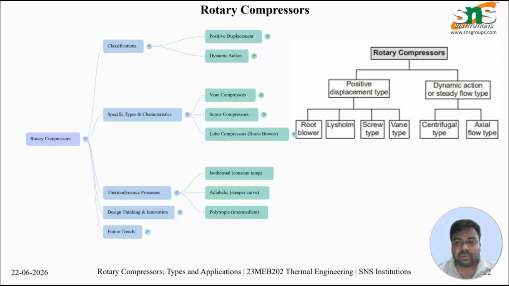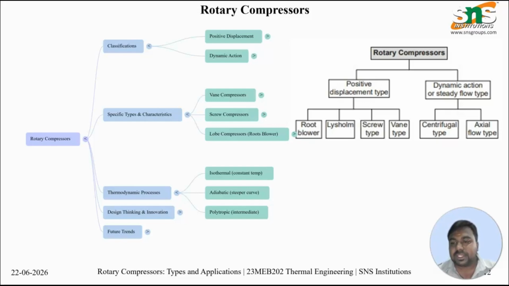I am going to discuss the classification of rotary compressors. There are two types of rotary compressor: one is the positive displacement type, and the other is the dynamic action type. Then the specific types and characteristics of rotary compressors, like vane compressors, screw compressors and lobe compressors. The lobe compressor is also called the roots blower. Then we are going to discuss the thermodynamic processes, isothermal, adiabatic and polytropic, the design thinking concept, and finally the future trends.